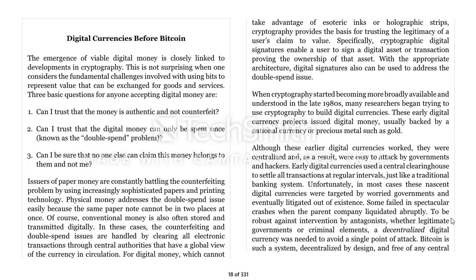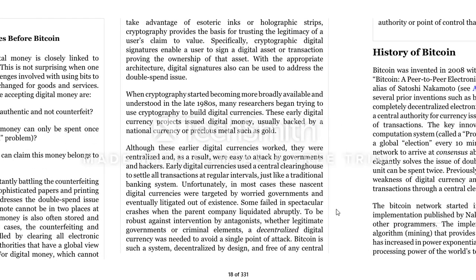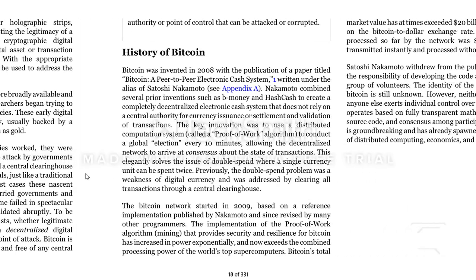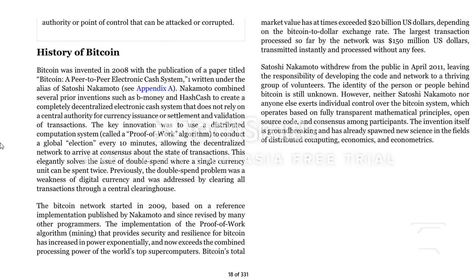To be robust against intervention by antagonists, whether legitimate governments or criminal elements, a decentralized digital currency was needed to avoid a single point of attack. Bitcoin is such a system, decentralized by design, and free of any central authority or point of control that can be attacked or corrupted. History of Bitcoin.